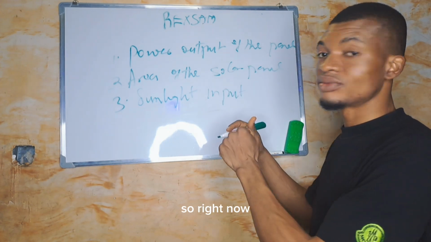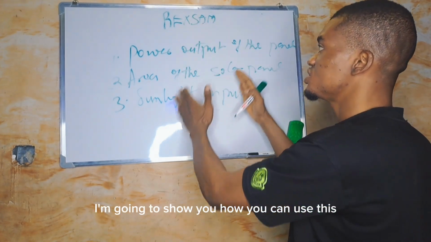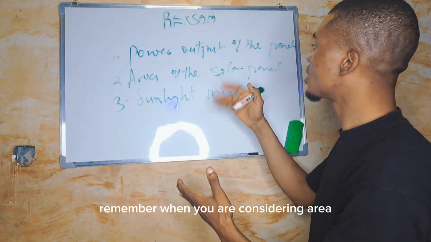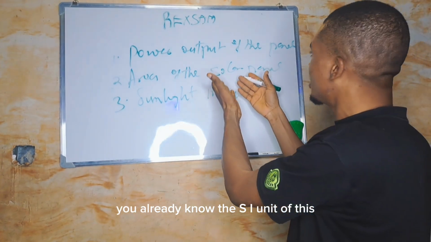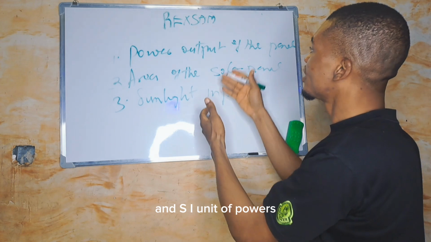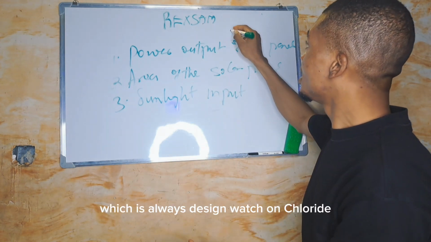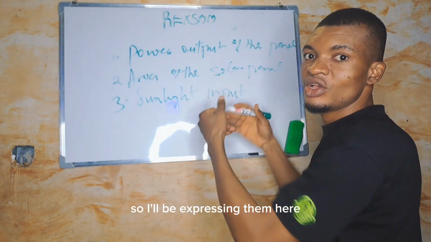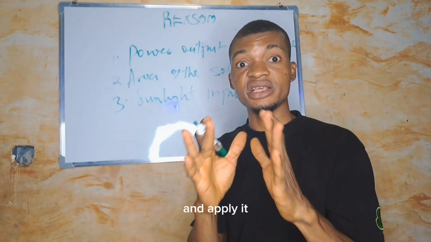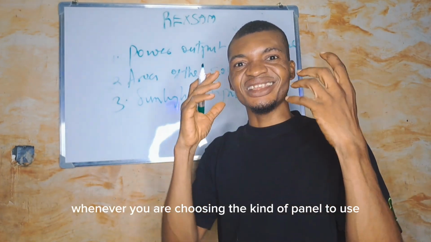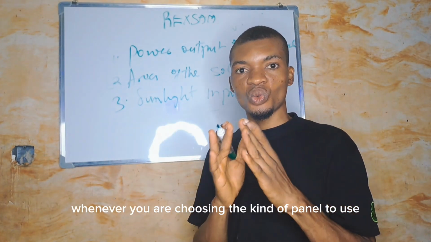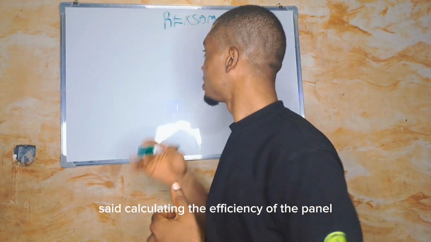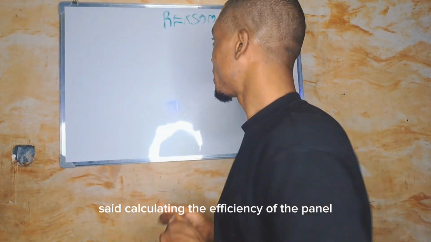So right now I'm going to show you how you can use this and get it through that formula. Remember, when you are considering area, you already know the SI unit of this and the SI unit of power, which is always either in watts or in kilowatts. So I'll be expressing them here so that you understand it and apply it whenever you are choosing the kind of panel to use during your installation. Let's go there, calculating the efficiency of the panel.